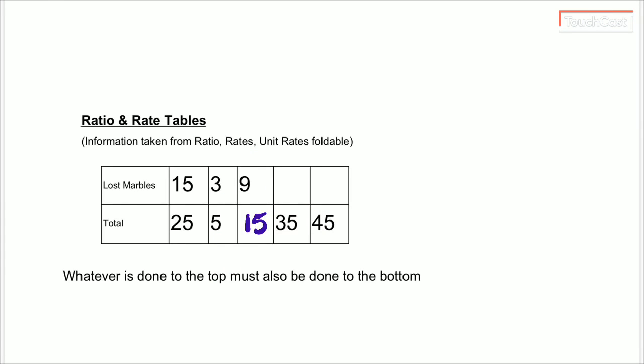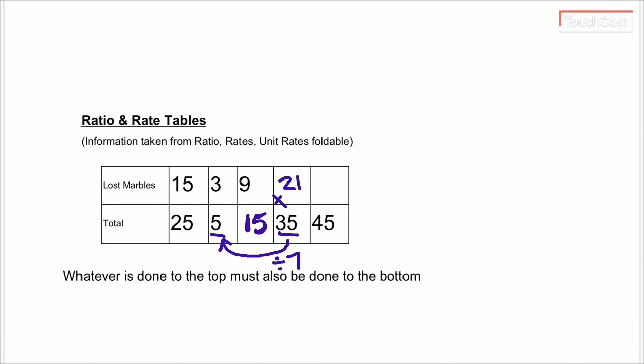Go in the other direction. If we had a total of 35 marbles, and we're trying to figure out how many of those would be lost marbles, well, we have to look at the 35 compared to the 5. If we did 35 divided by 7 to get 5, well then whatever number goes here has to be, if it were divided by 7, we would get 3. Well, 7 times 3 is 21. Therefore, we have 21 lost marbles.